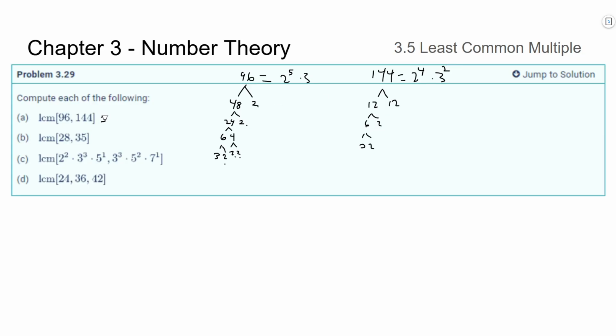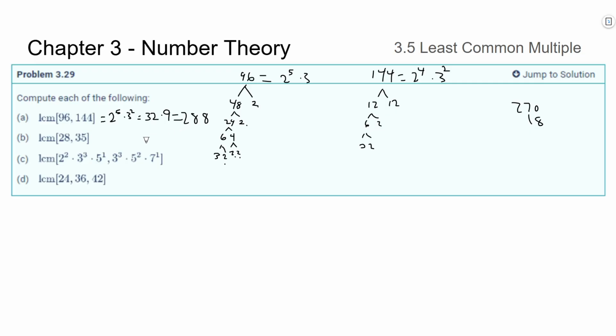Okay, so to find the least common multiple, we need at least five 2s, so we need 2 to the 5th, times, we need at least two 3s, so 3 squared. And that's going to be 2 to the 5th would be, let's see, 2 times 2 is 4, times 2 is 8, 16, 32. So it'd be 32 times 9. 32 times 9 would be 270 plus 18. 270 plus 18 would be 288.